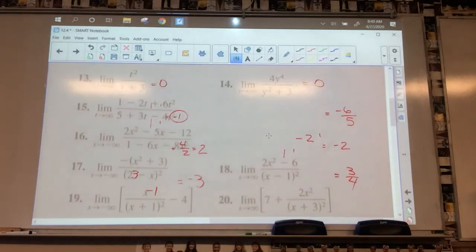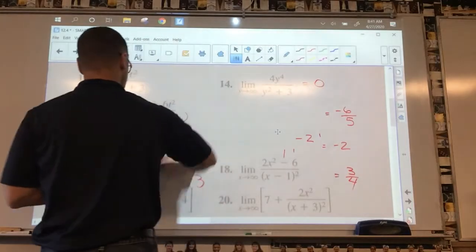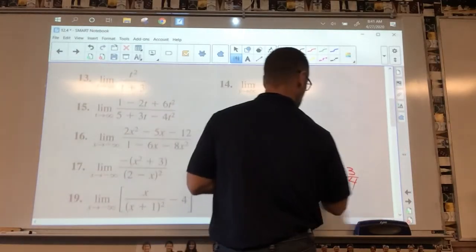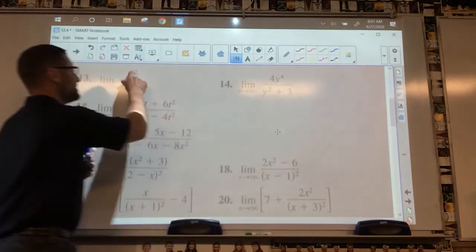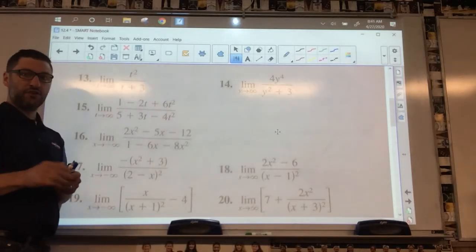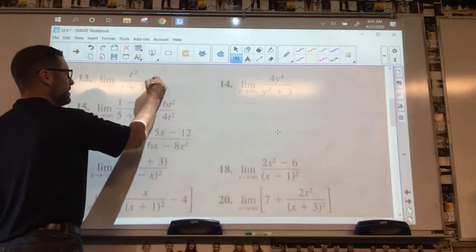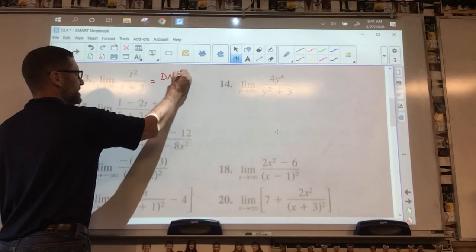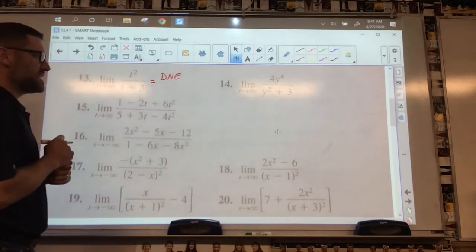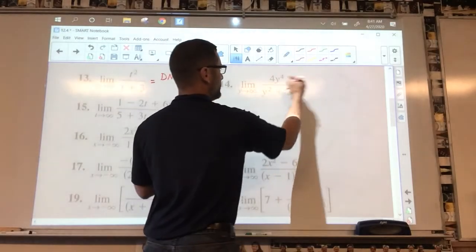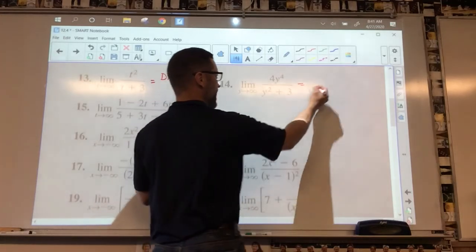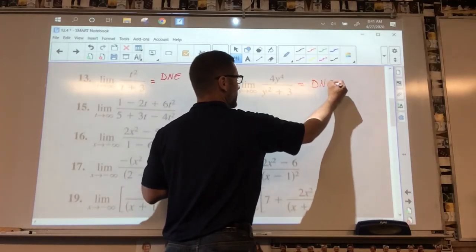Oh yeah, here we go. All right, top degree on this next one. Top degree is more than the bottom degree. The top degree grows faster than the bottom. The limit does not exist. DNE. Top degree is way bigger, way faster. The limit does not exist.